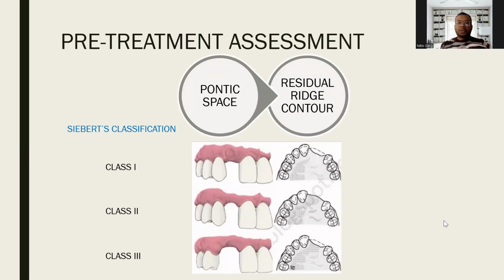So coming on to the pre-treatment assessment, before we start designing our fixed partial dentures, we need to check whether the Pontic space is available, whether the adjacent teeth are drifting into the Pontic space, whether there is any super-eruption from the opposite side, and how the residual ridge contour is. The residual ridge contour can be classified according to Seibert into three classes. Class 1 is loss of buccolingual width, class 2 is loss of height, and class 3 consists of loss of both width and height of the residual ridge contour.